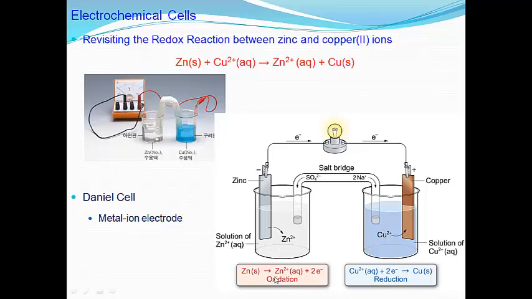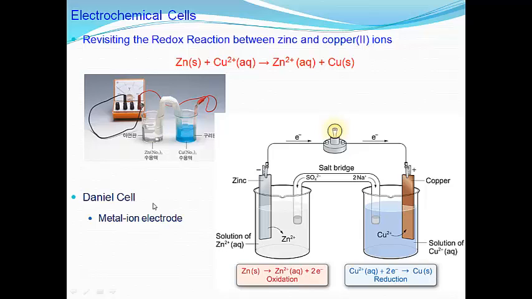Alright, so on this side of the cell, or in this cell, we call it, what we have happening is oxidation. Zinc going to zinc 2+ to give us an excess of electrons, and then the electrons pass through the circuit to cause reduction, copper 2+ in solution reduced by the electrons to give us copper solid.